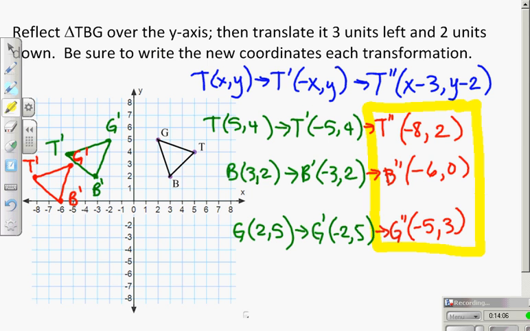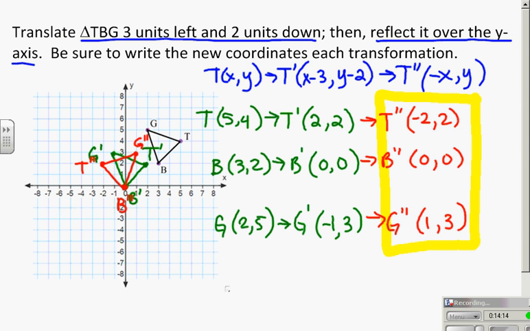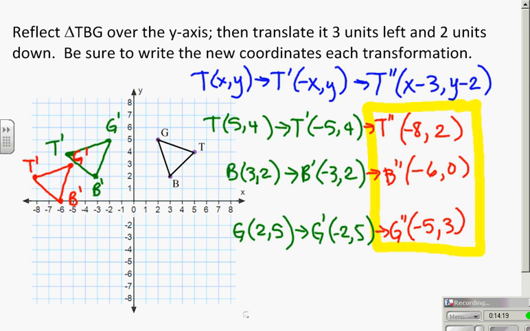We are not in the same place here as we were in the last one. So in this case, the order did matter in our final composition because that red picture is clearly not in the same place as the red picture here. So always be very careful and don't assume you can switch the orders.